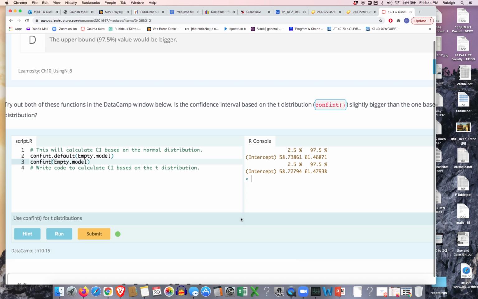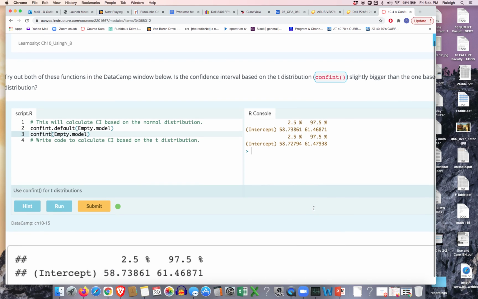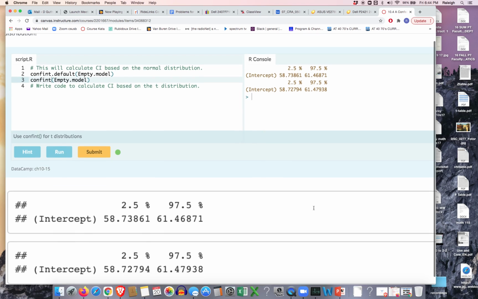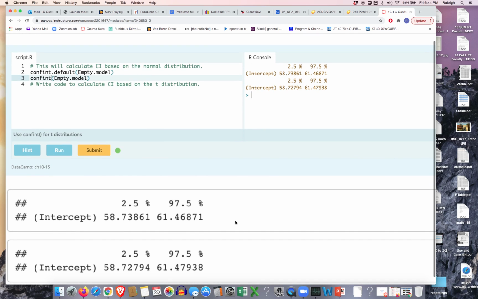Okay, so now we see a change. This is based on the theory, so it isn't based on any kind of simulation. Looking at z, which is always the big one, it has a 95% confidence interval that goes from 58.73. The t distribution is actually a little bit wider. I'm sorry, it's wider. Yes, this has gotten further away towards the left of the 58.73.